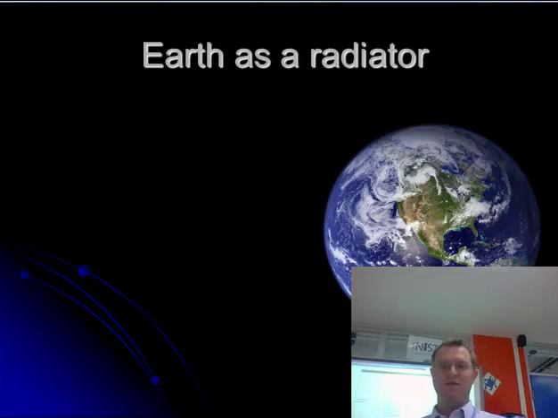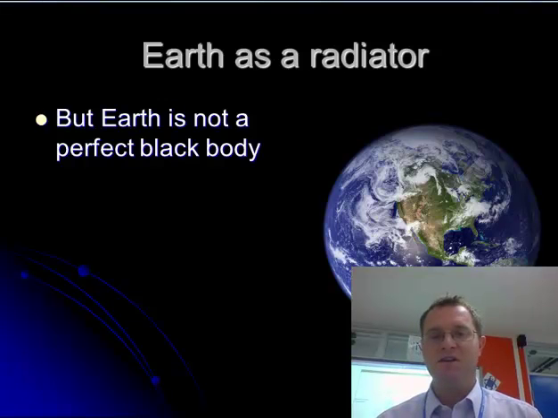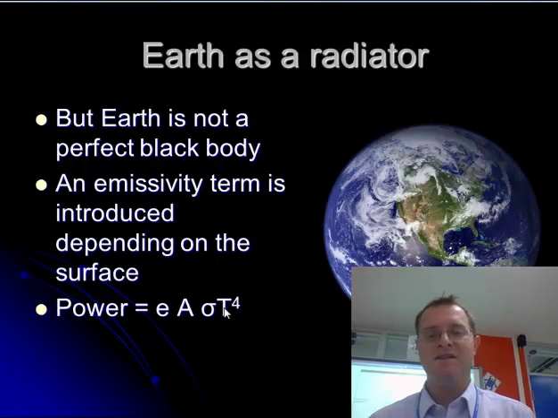Now let's think about Earth as a radiator. So again, Earth is not a perfect black body. So that means it doesn't perfectly follow Planck's theoretical black body model. There has to be an adjustment of some sort, and this is known as an emissivity term, and it's again introduced depending on the surface. So what we have is, for a black body, the power equals the area multiplied by Stefan-Boltzmann's constant by the temperature to the power 4, and this term e is the emissivity, and that depends on the surface which we're looking at.